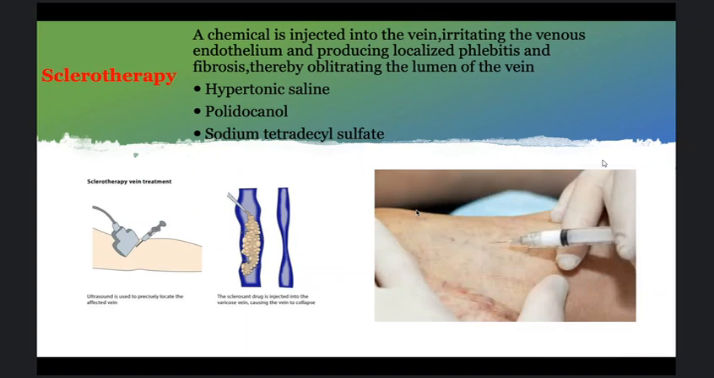Sclerotherapy is used for varicose veins less than 4 millimeters in diameter. Any varicose veins which are less than 4 millimeters in diameter can be treated by sclerotherapy. Although nowadays, in clinical practice, even larger veins can be treated with sclerotherapy under special conditions. But sclerotherapy is mainly used for smaller veins, that's to say telangiectasia and reticular veins.